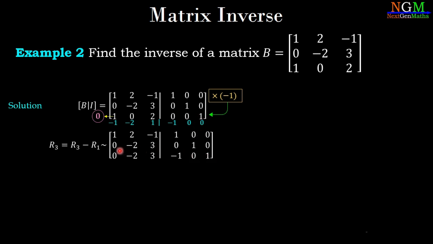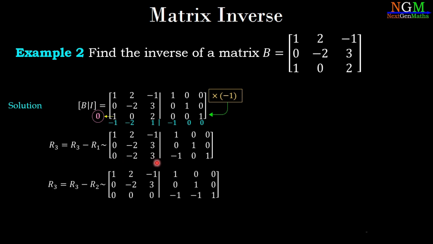Now you can see the second and third rows are equal, so we will use a simple row operation R3 minus R2. Then we have 0 minus 2 plus 2, 0; 3 minus 3, 0; minus 1 minus 0, minus 1; 0 minus 1, minus 1; and 1 minus 0, 1.